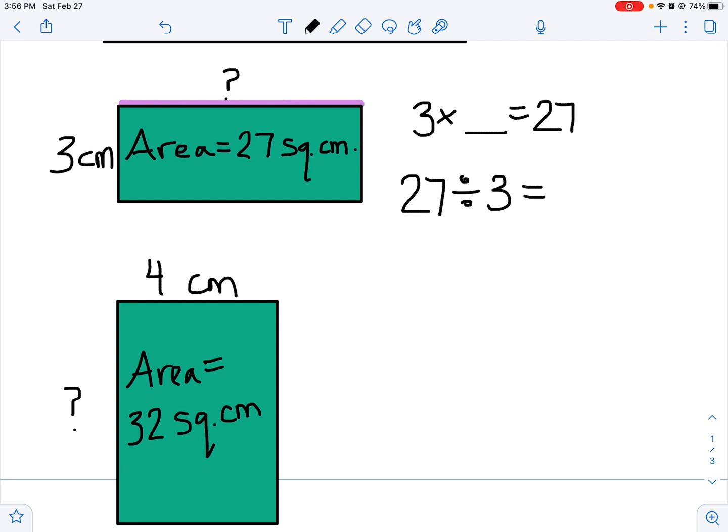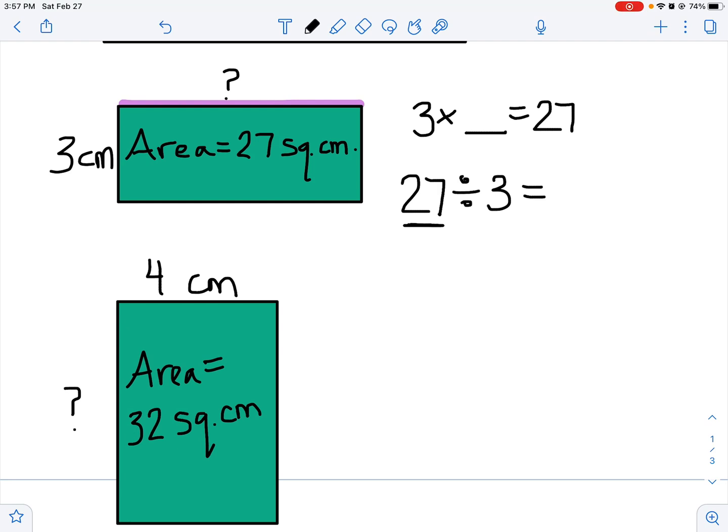You can do it in either way. Today, when you do your activity, you're going to be asked to write both the multiplication and the division sentence. So recognize how you need to set it up. Remember that for the division, your area will come first. Your larger number will come first, and then you will divide it by a side length.